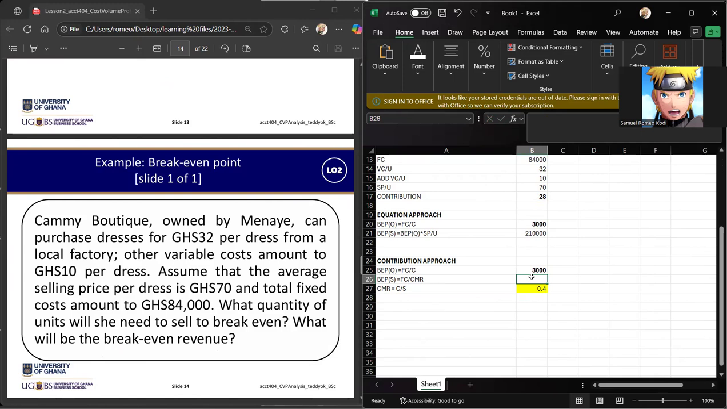Then that means our break-even point in revenue using the contribution approach equals our fixed cost, 84,000, divided by the contribution margin ratio we found here. You see, it's the same thing: 210,000, 210,000.